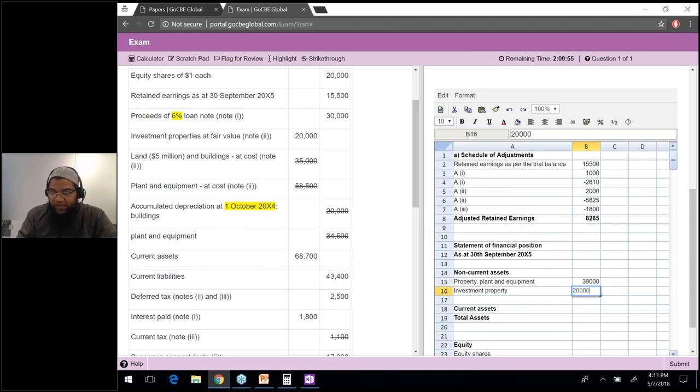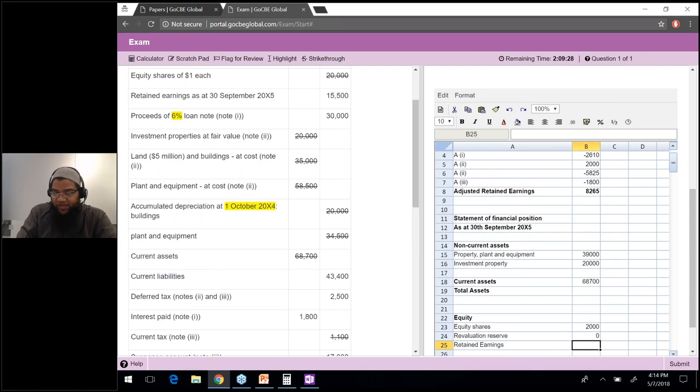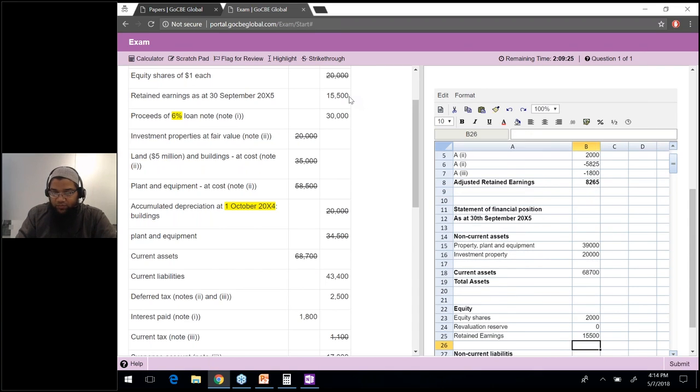The investment property given to us was 20,000. So we have written this. The current assets given to us was 68,700. We have written this. All these values have been incorporated. The equity shares given to us was 20,000. There was no revaluation reserve given to us. The retained earnings given to us was 15,500. This value.